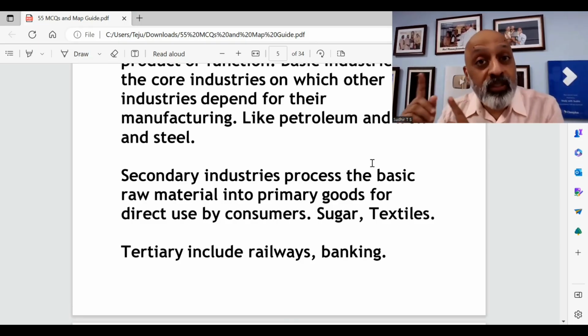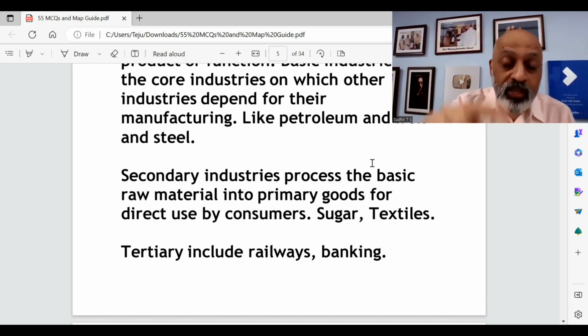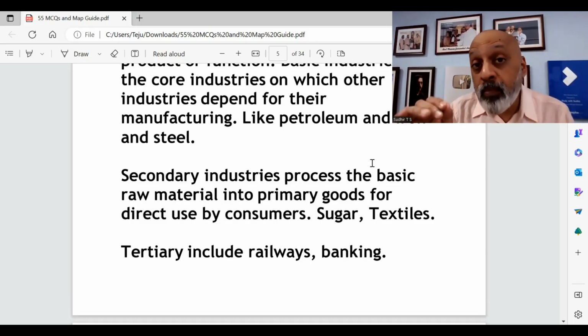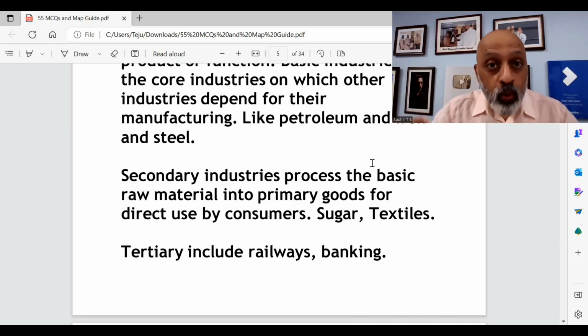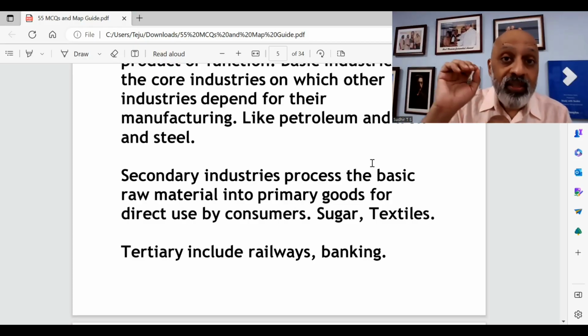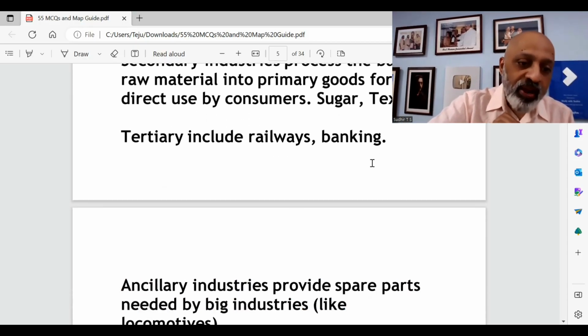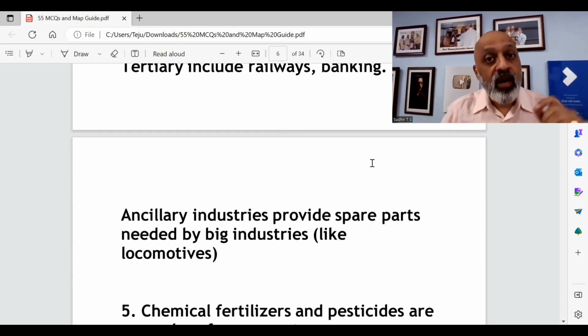टर्शरी इंडस्ट्री इंक्लूड्स द रेलवेज एंड द बैंकिंग, जो इसमें अभी क्वेश्चन में पूछा, पब्लिक यूटिलिटी बेस्ड सर्विसेज विच आर यूजफुल फॉर पीपल लाइक यू एंड मी. Unless you have banking, how would you and I do transaction in terms of money? Unless you have railways, how would you travel from place A to place B, right? These are tertiary industries. Finally, the ancillary industries, they provide the spare parts needed by the big industries like locomotives.